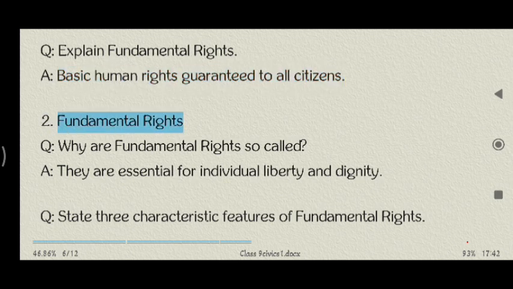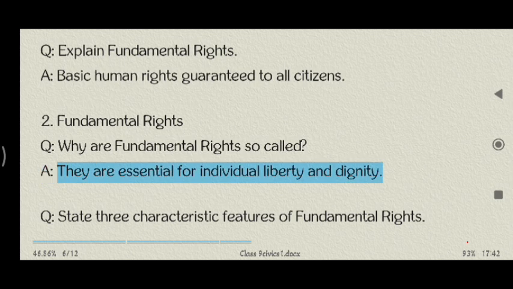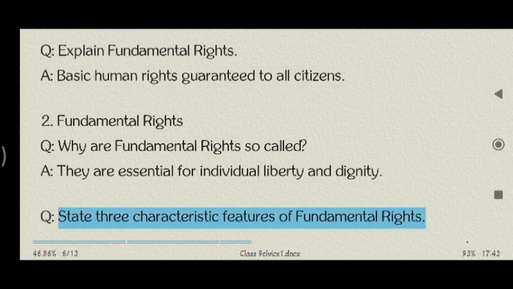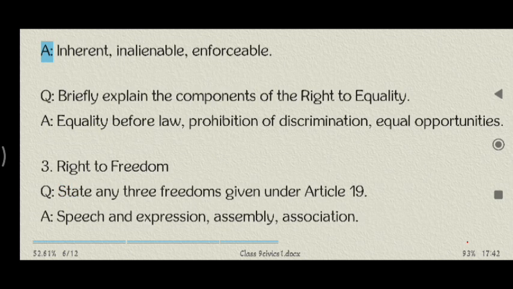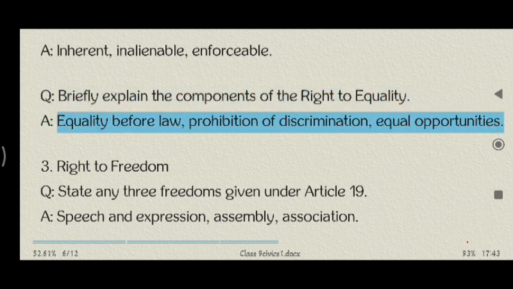2. Fundamental rights. Q. Why are fundamental rights so called? A. They are essential for individual liberty and dignity. Q. State 3 characteristic features of fundamental rights. A. Inherent, inalienable, enforceable. Q. Briefly explain the components of the right to equality. A. Equality before law, prohibition of discrimination, equal opportunities.